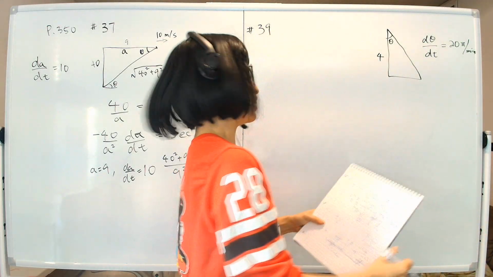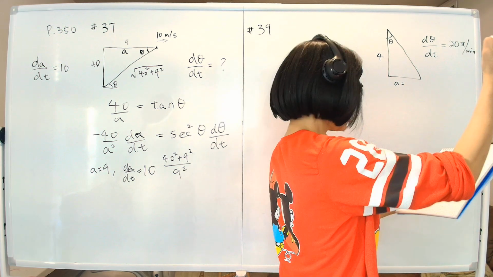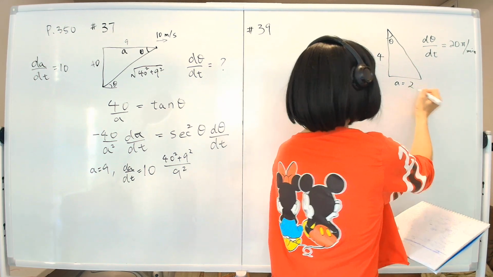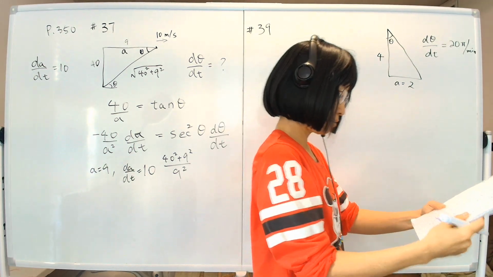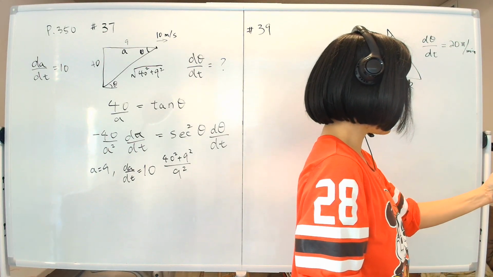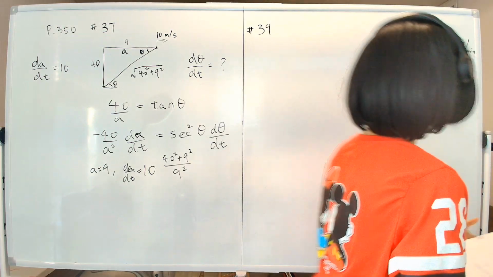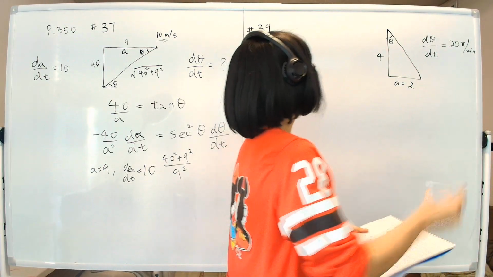We'll call it A. I like to call these things A for some reason. A equals 2 for the moment, but A is changing. In fact, what are we trying to look for? We are trying to look for dA by dt, right? How fast is this light moving? In other words, we are looking for dA by dt.